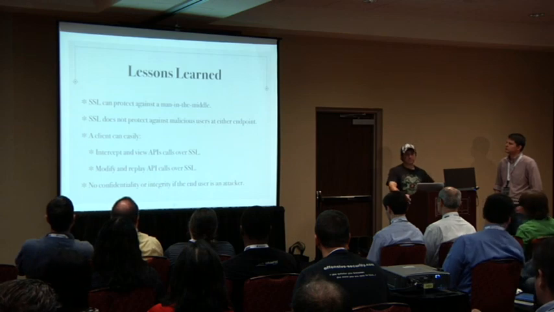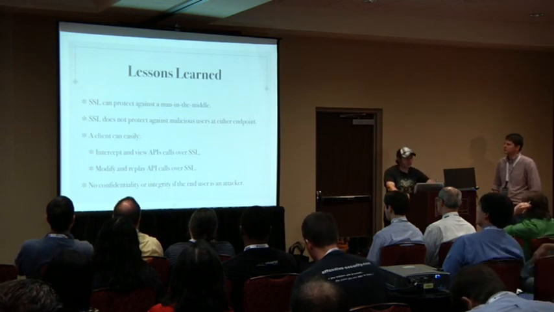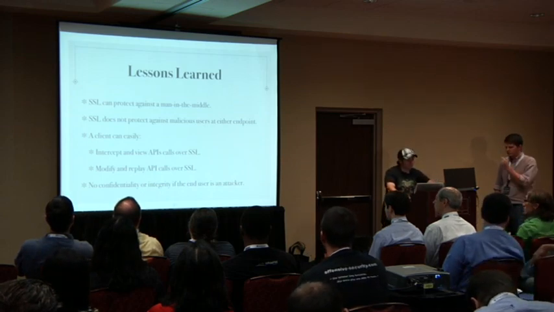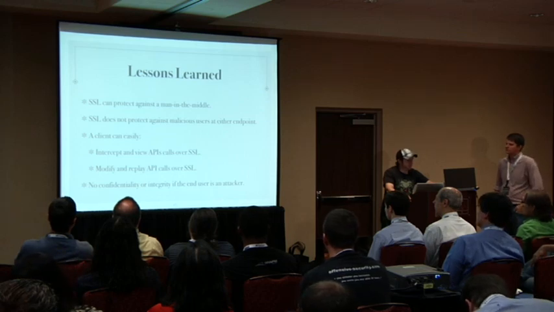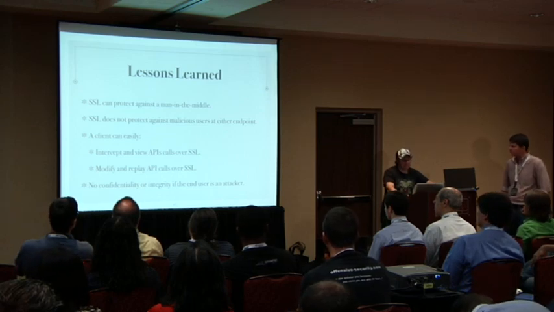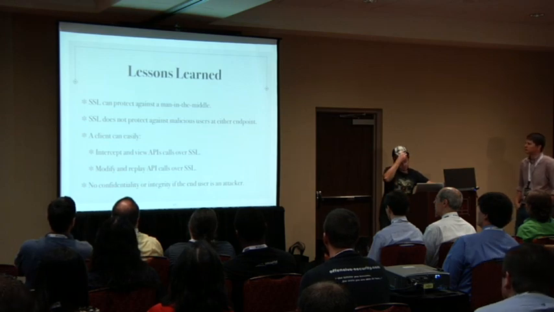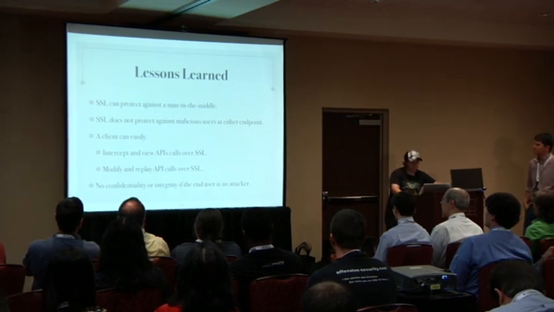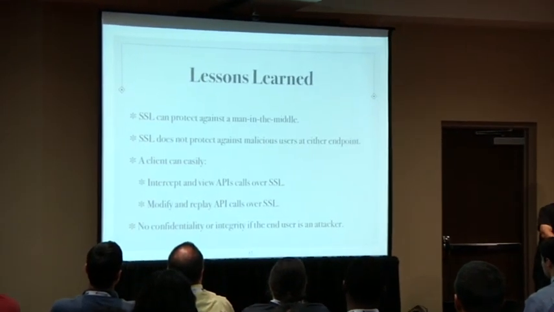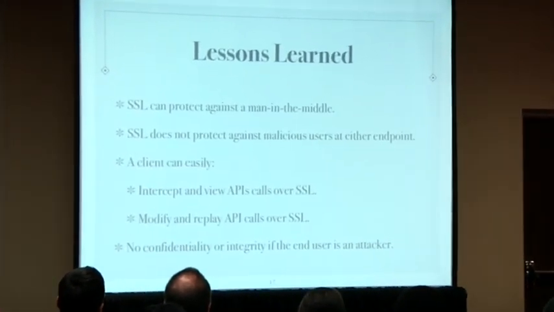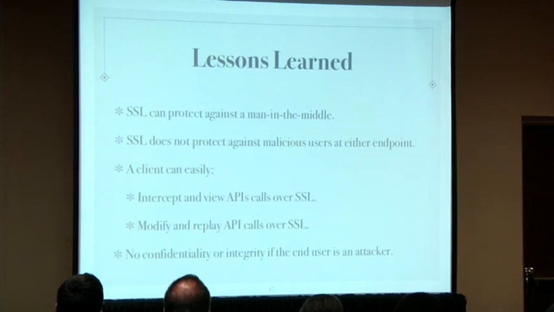So essentially, we're going to start talking a little bit about what we can do about this. So as Mark mentioned, SSL can protect against man-in-the-middle attacks, but it's not going to protect against malicious users at either of the endpoints. So from what you just saw, we can intercept the API call over SSL, we can modify and replay it, and there's no confidentiality or integrity if the end user is going to end up being the attacker.